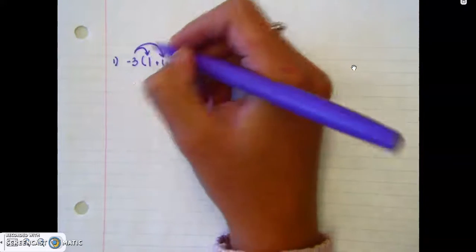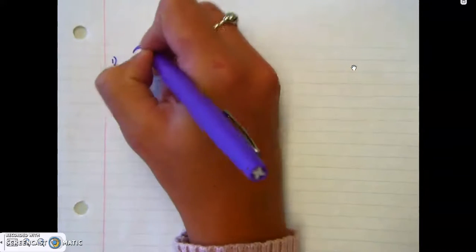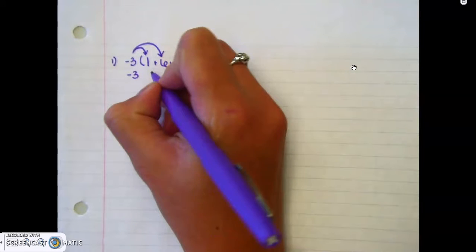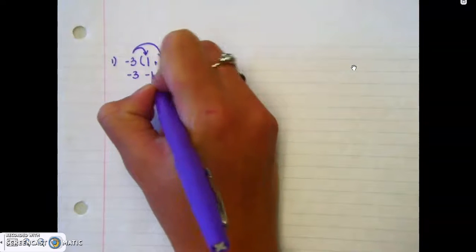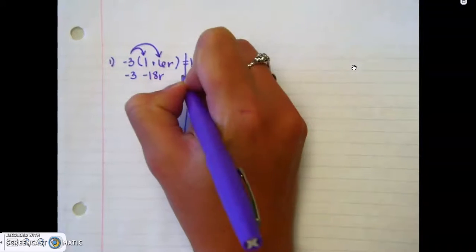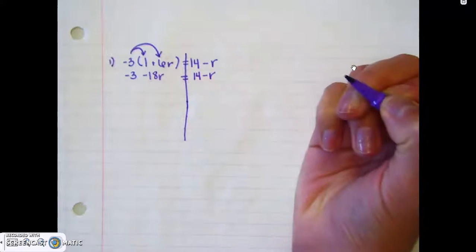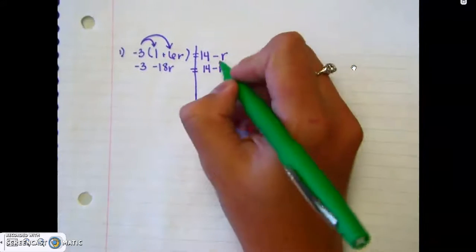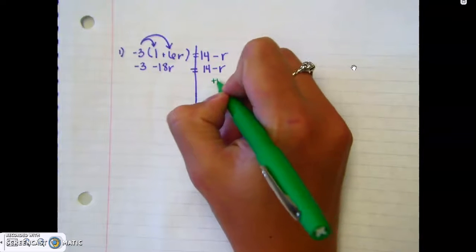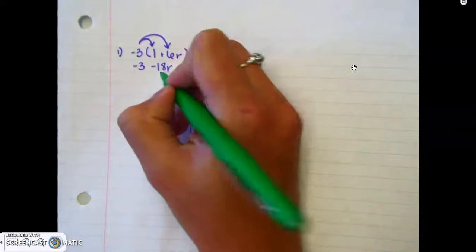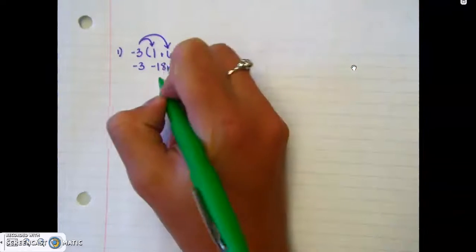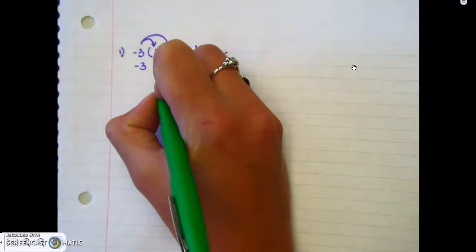So -3 times 1 is -3. -3 times 6r is -18r. And then on the other side, I'm just left with 14 minus r. Okay, so now I have variables on both sides. The first thing you're going to want to do is make sure you have all the variables on one side. So I might add this r over here. You could add 18r on both sides, whatever you prefer. It's going to get you the same answer.